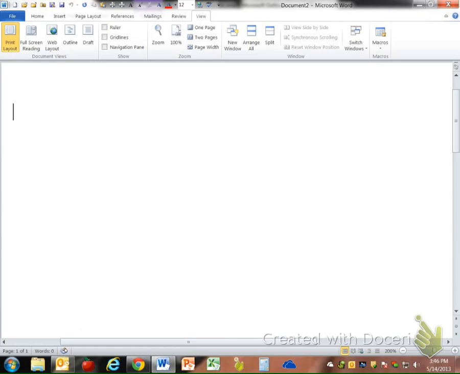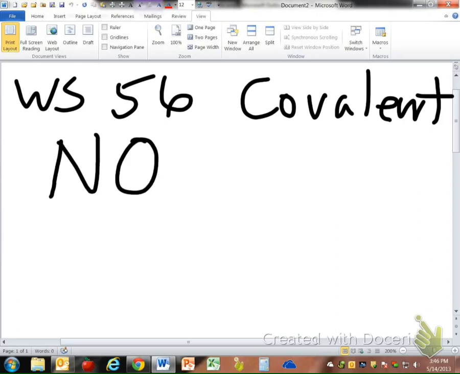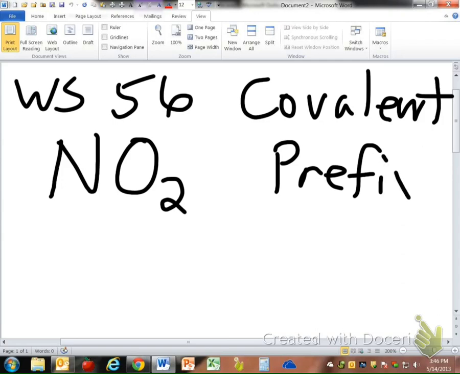I'm going to start with page 56. Remember, on worksheet 56, this is talking about covalent bonds. And I'm going to look at one, I'm just picking at random right off of the page. NO2. I want to know the name of this molecule. It's a covalent bond. Nitrogen and oxygen are both nonmetals. So I'm going to use the covalent bond prefixes.